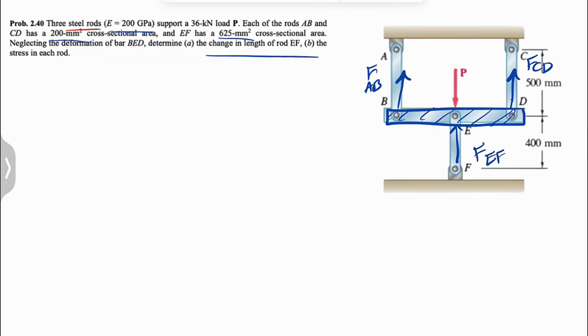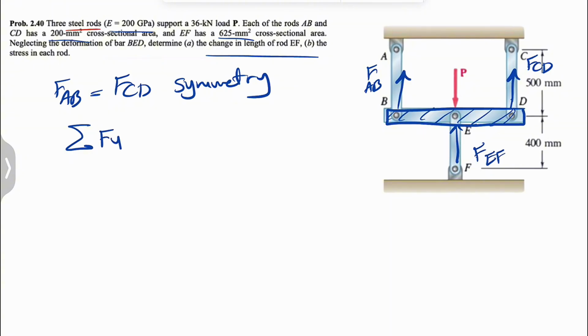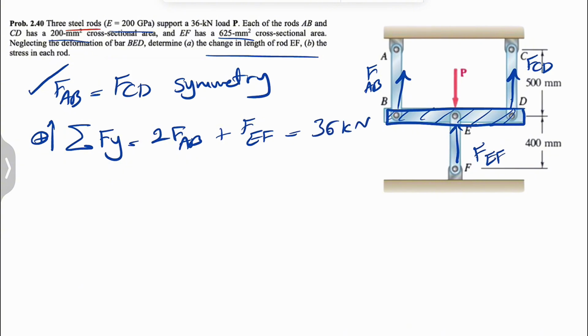So based on the symmetry of the figure, you can figure out that FAB is actually equal to FCD. Our equilibrium equations are working here because of the symmetry. Obviously there are no forces in the x direction. We only have forces in the y direction, and if we do the sum of all forces in y equals 0, we have FAB plus FCD, which I said are the same force. So 2FAB plus FEF minus P is equal to 0, or these two are equal to 36 kilonewtons. So that's one equation that we have.